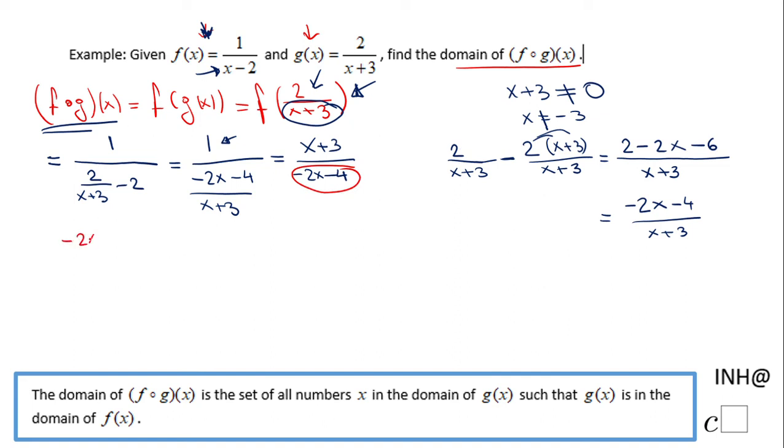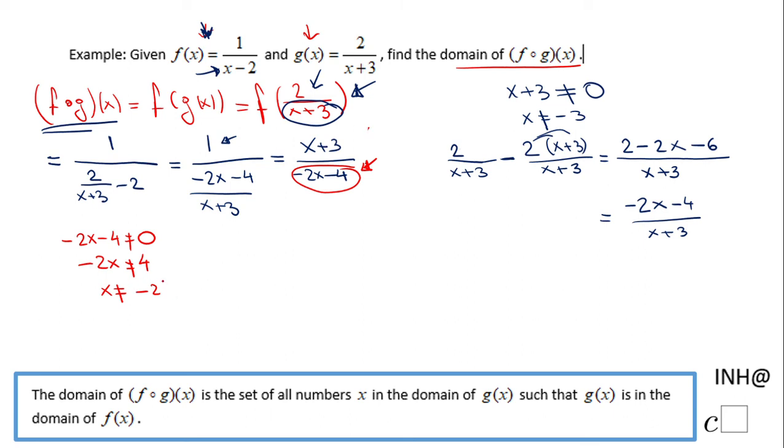I'm going to make that equal to 0 to find when this denominator is equal to 0. I'm going to add 4, so I'm going to get negative 2x equals 4. Divide by negative 2, I'm going to get x equals negative 2. Remember, we need to say x cannot be negative 2, because then this denominator becomes 0, and the whole expression that is the result of the composition is undefined.